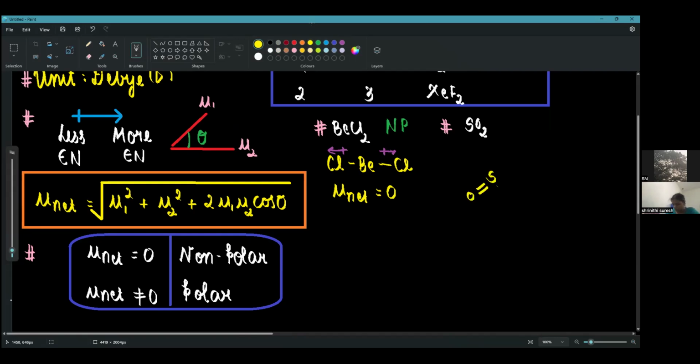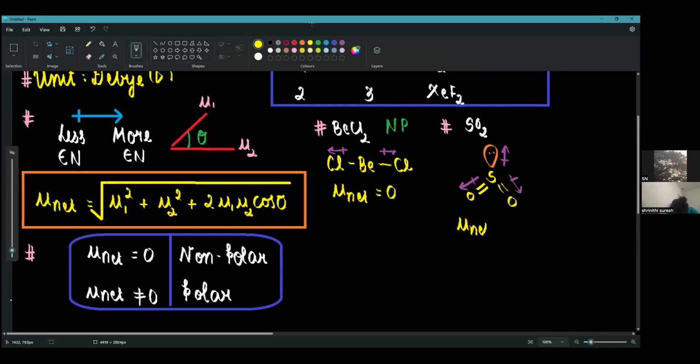After BeCl2, we will take SO2. SO2 will look something like this, and sulfur will have one lone pair of electrons. The lone pair of electrons also contributes towards the dipole moment. Here oxygen is more electronegative, so the moments point towards oxygen. So they will not cancel out each other, and you will have some value of dipole moment.